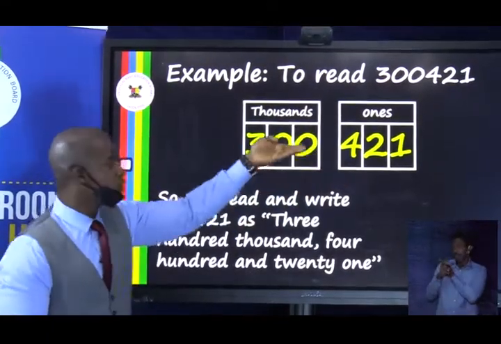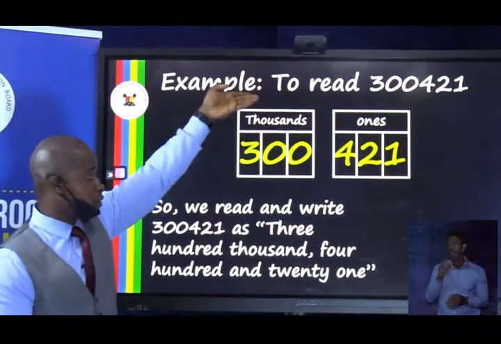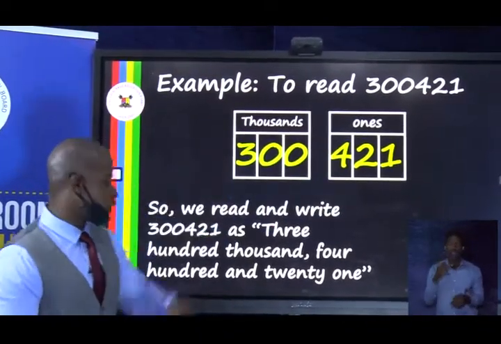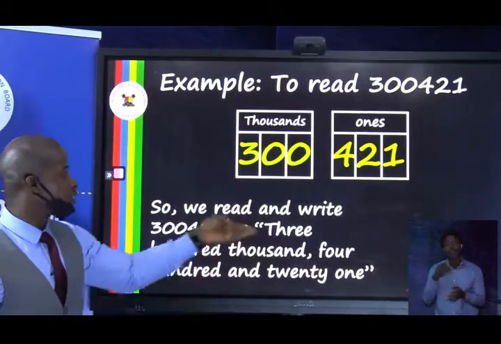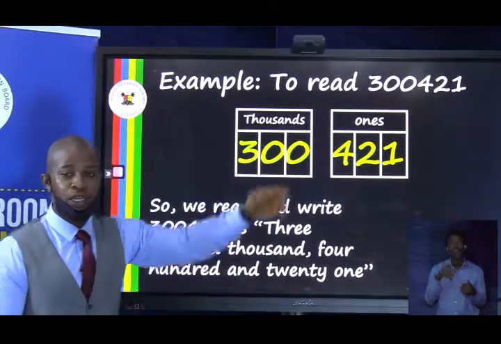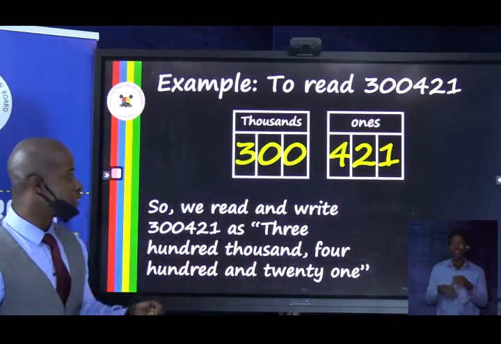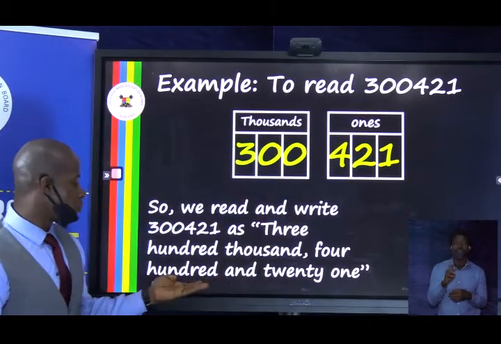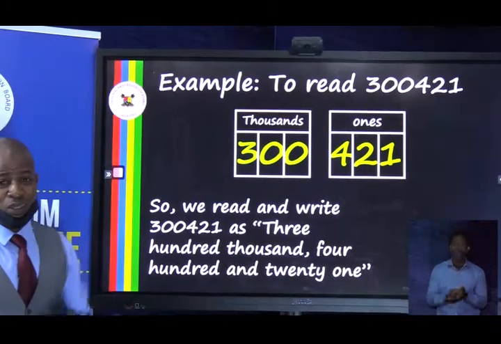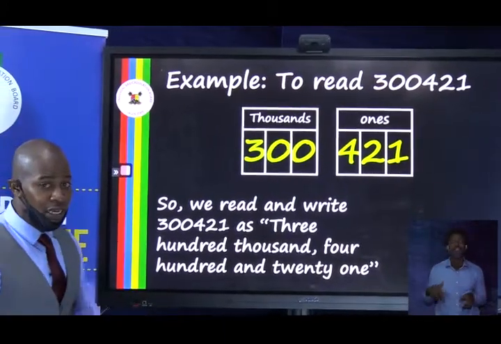300,421. That's it. So you read 300,421, as you can see. That's to tell you that under the house of 1,000, you have 300. And under the ones count, you have 421. That was easy enough.